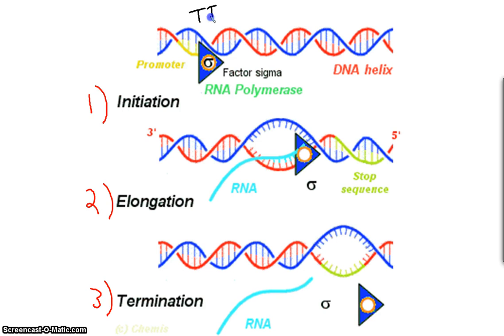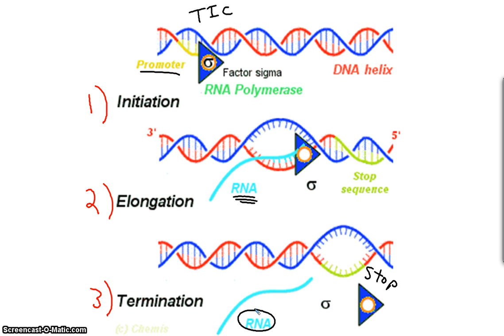I'm going to write TIC. That will bind at the promoter region. We've got our elongation phase, where the transcription initiation complex is moving along and making our primary transcript, our RNA. And I know that light blue color makes it hard to see, but it is there. And finally, we've got our termination. That's where the transcription initiation complex hits the stop sequence. It disengages, and we have our RNA that's ready to be processed.